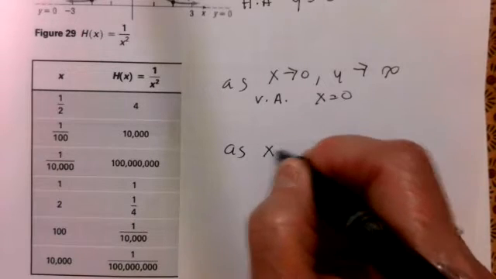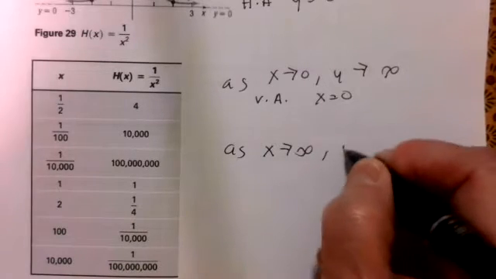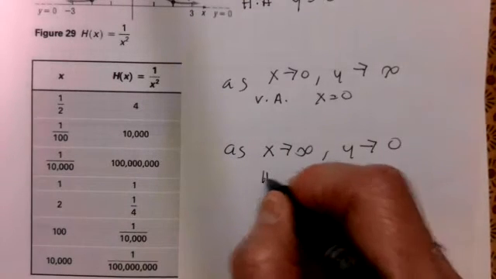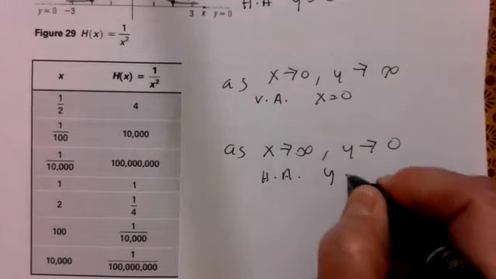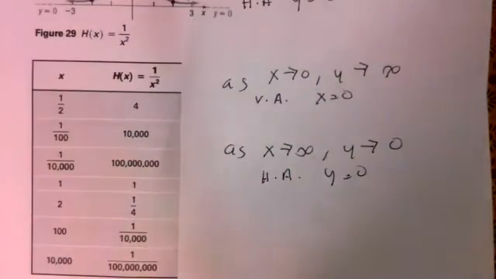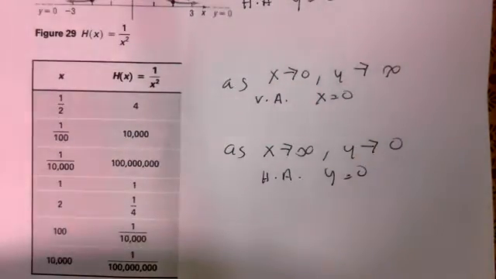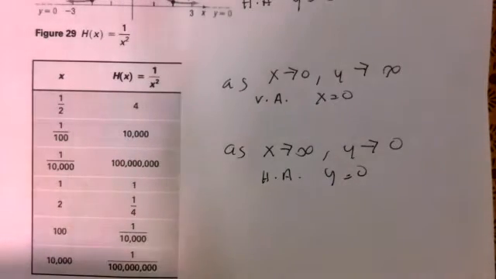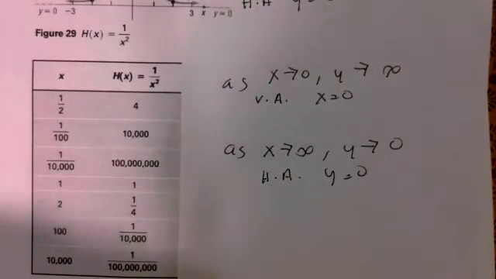As x goes to infinity, y goes to 0. And that's the horizontal asymptote, y equals 0. So that's just what that's saying right there. So we're going to look at a transformation of that function next. And this will be our last example.